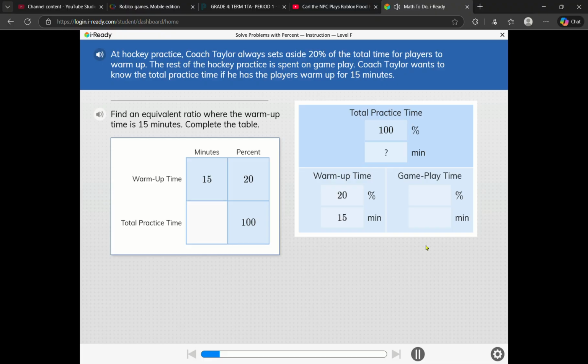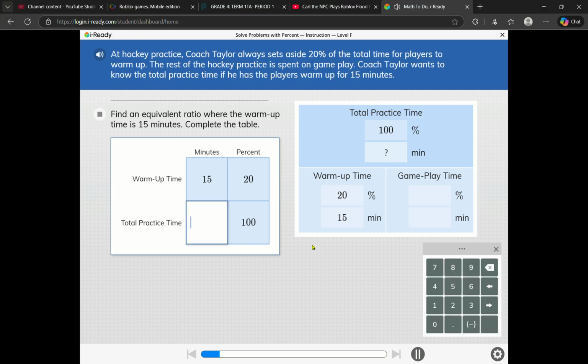You can think of 20% as a rate per 100. That means there is a 20-minute warm-up in a 100-minute practice. Find an equivalent ratio where the warm-up time is 15 minutes. Complete the table.